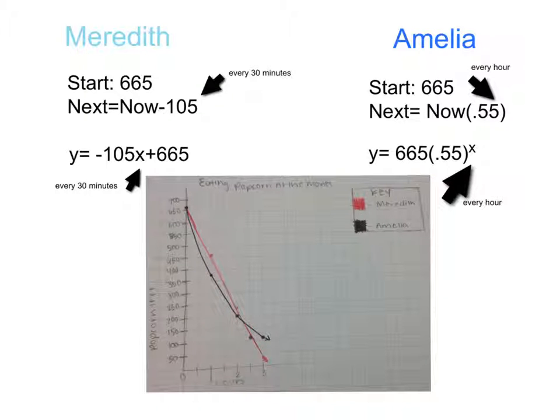Amelia has an exponential growth. She starts at 665 kernels of popcorn also. Her now-next equation is start equals 665 and next equals now times 0.55. And note that is every hour. Her explicit equation is y equals 665 times 0.55 to the x power.